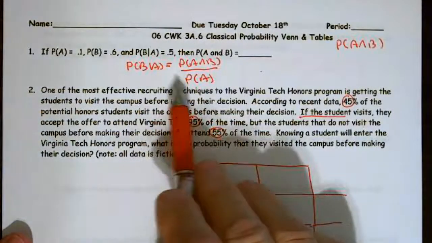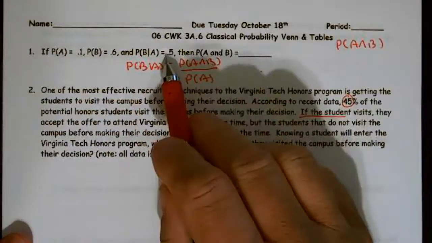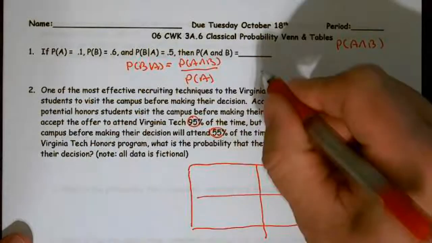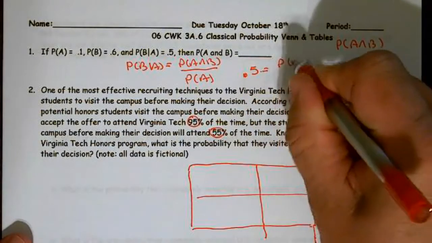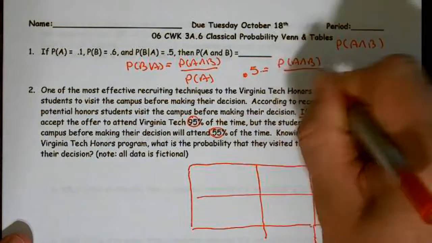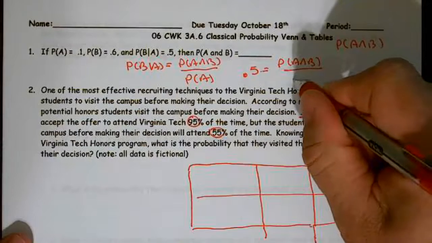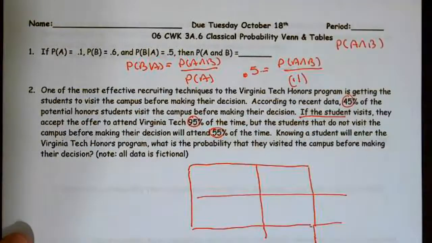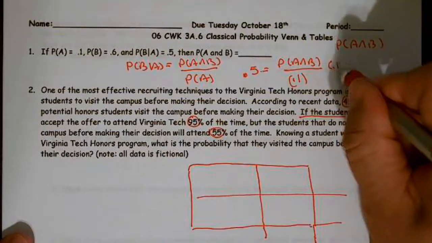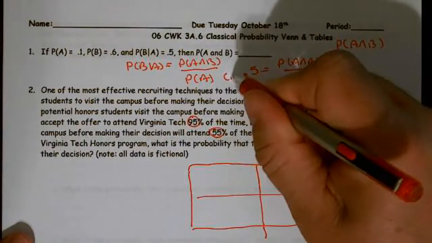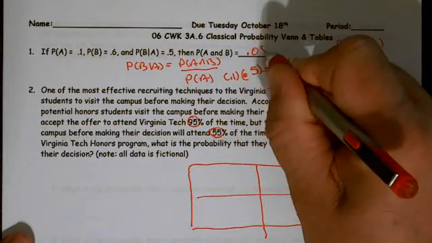Well, the good news is that is what we were looking for. So we're going to start plugging in. Probability of B given A is 0.5. So 0.5 equals the probability of A and B over, and they told us the probability of A is 0.1. At this point, if I multiply both sides by 0.1, this goes away, and I end up getting my answer of 0.05.